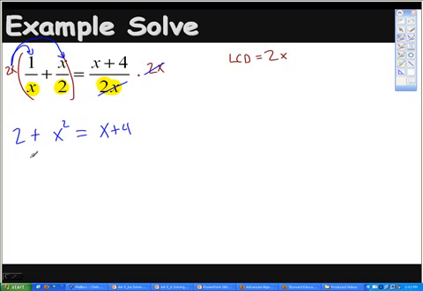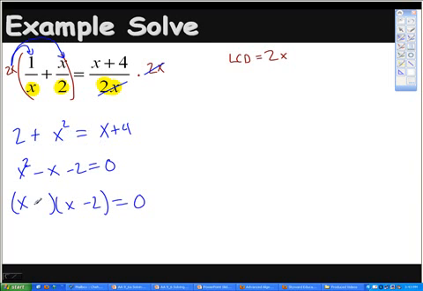Let's get everything on the left side here. I have x squared. If I subtract the x over, I'll have a minus x, and if I subtract the 4 over, I'll have a minus 2. Let's factor this. I know I've got an x and an x, and I need to get to a minus 2, so I need a minus 2 and a positive 1. So it looks like my answers are negative 1 and positive 2.